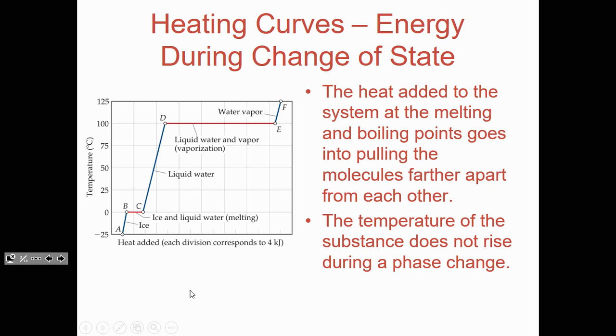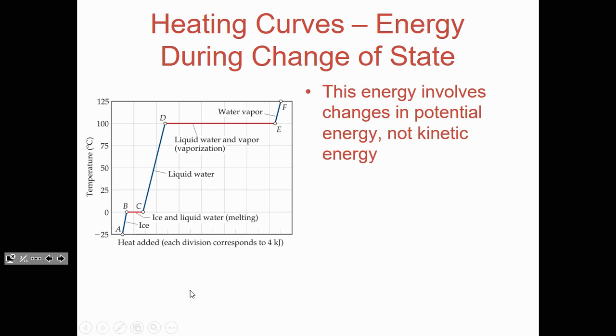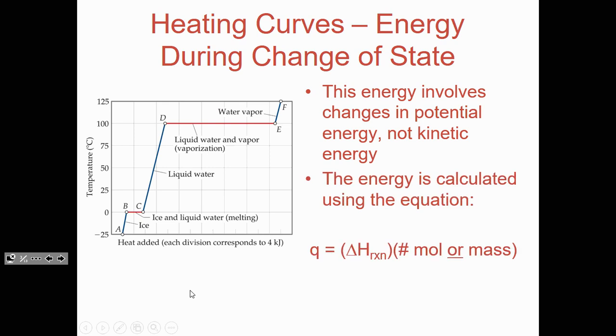So remember, whenever you're looking at a temperature time or a temperature heat added graph, the plateaus are our change of state regions where our temperature is constant, and therefore kinetic energy is not changing. What's changing is the potential energy of the system. So in these regions, B to C and D to E, it involves changes in potential energy. The system is increasing in potential energy as we're breaking in D to E and partially breaking in B to C intermolecular forces. Now, the energy in these regions for a change of state would be calculated differently than we did in Chapter 5. It's a slightly simpler equation.